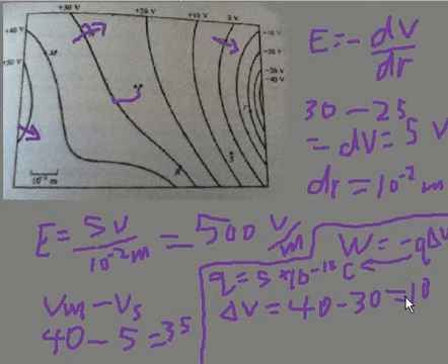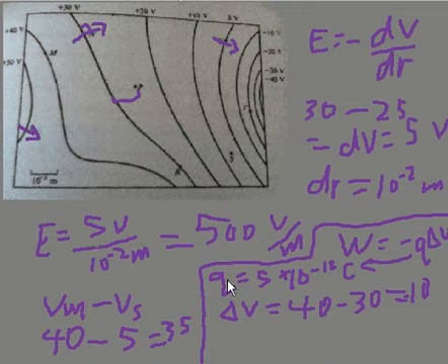Anyways, work equals negative Q delta V. I screwed up over here. This should be negative 10, and 30 should be flipped with 40, because you are changing from 40 to 30 in a negative direction. So delta V actually should be negative 10. That's my bad.